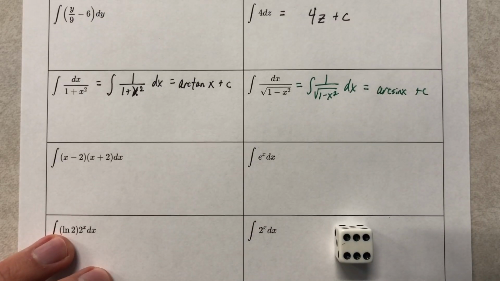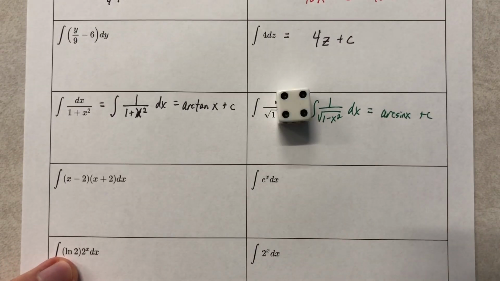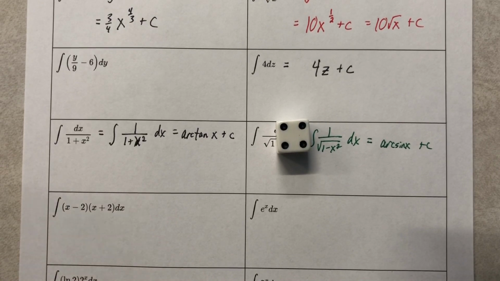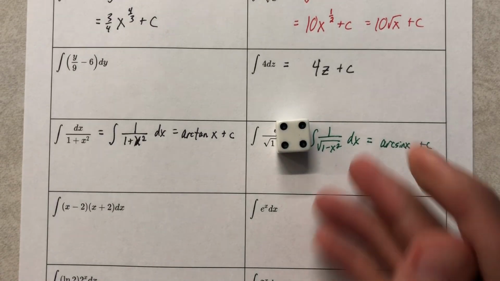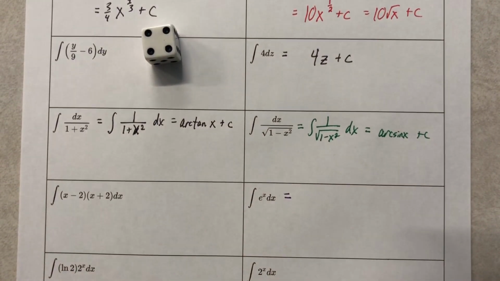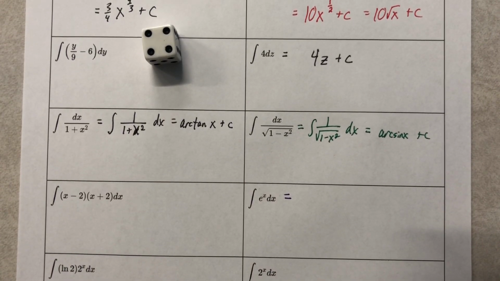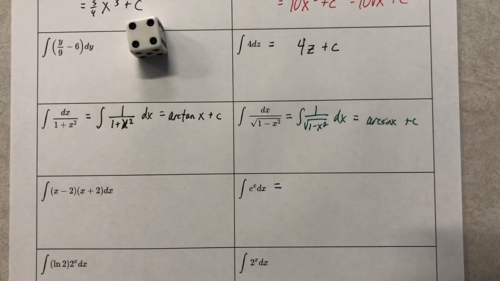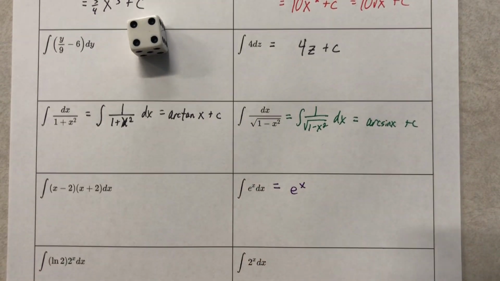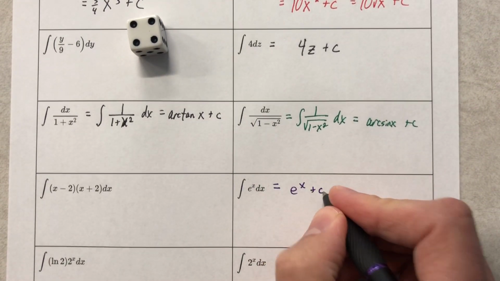All right, skipping the next one. The integral of e to the x is in purple. The integral of e to the x is, okay, the derivative of what is e to the x? I think it's e to the x. Okay, but you're not done because there could have been a constant.